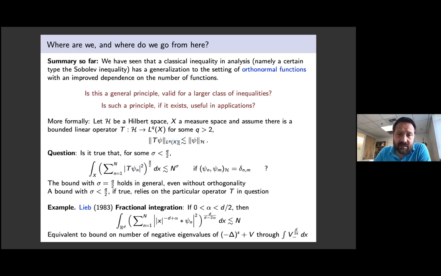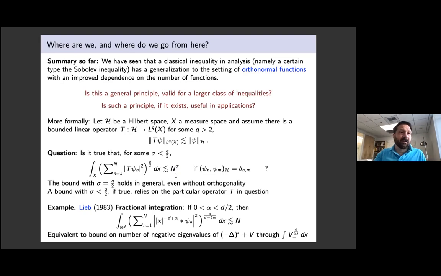Now, it's a simple exercise that you have such an inequality, where n is the number of functions, with the power sigma equal to q over 2. That's sort of the power you get when all the psi's are the same, right? That's the power you get without orthogonality. The question that we ask ourselves is, is it true that you have such an inequality with a better power that scales better in the number of functions as the number of functions goes to infinity?